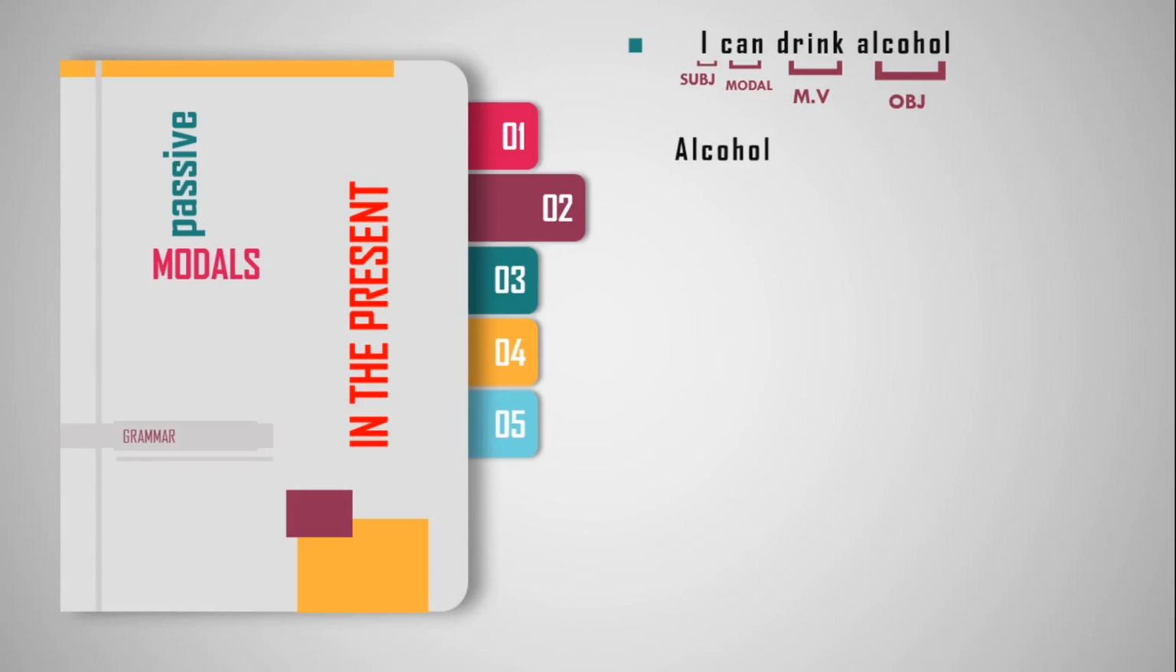So in the beginning we must put the object, which is alcohol, then "by me", not "I", of course, and here we must put be plus past participle, which is "drunk", not "drink", drunk. Then here the modal "can". As you can see, the only change here is that we put the object in the beginning, then we put "be" between the modal and the main verb. It's very easy.